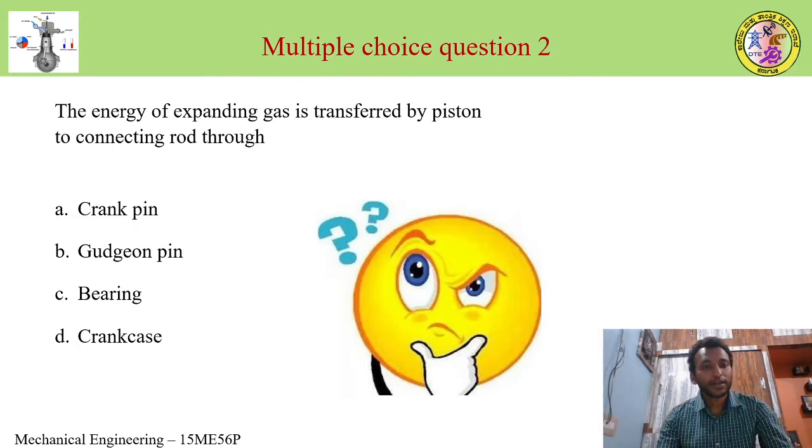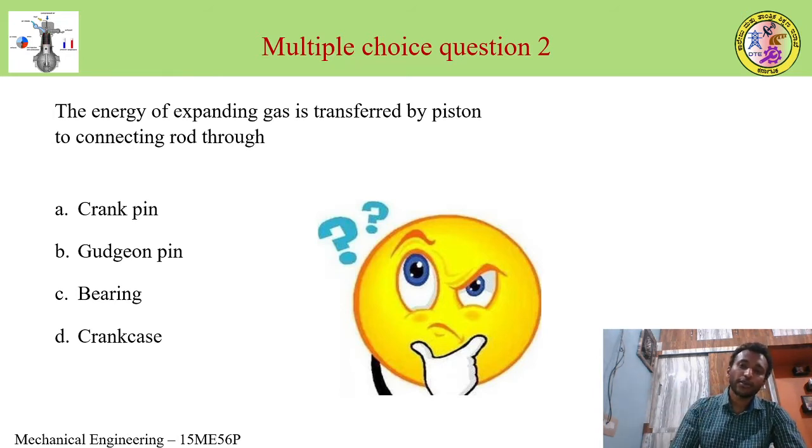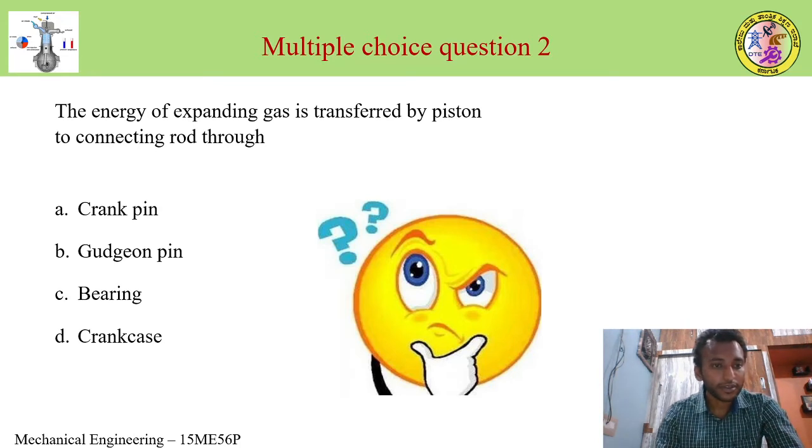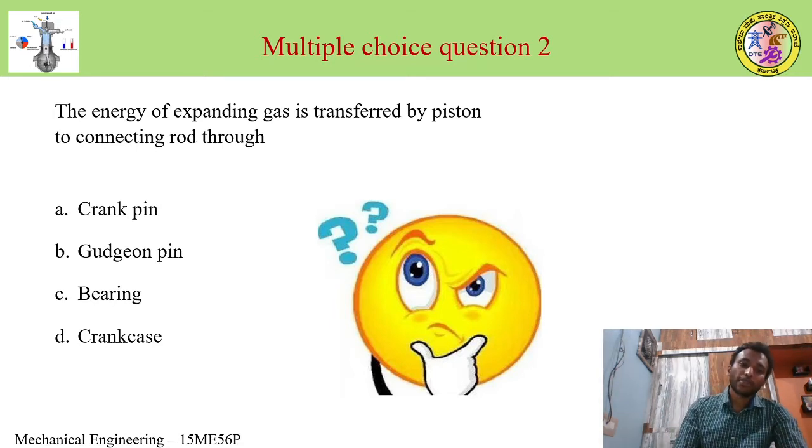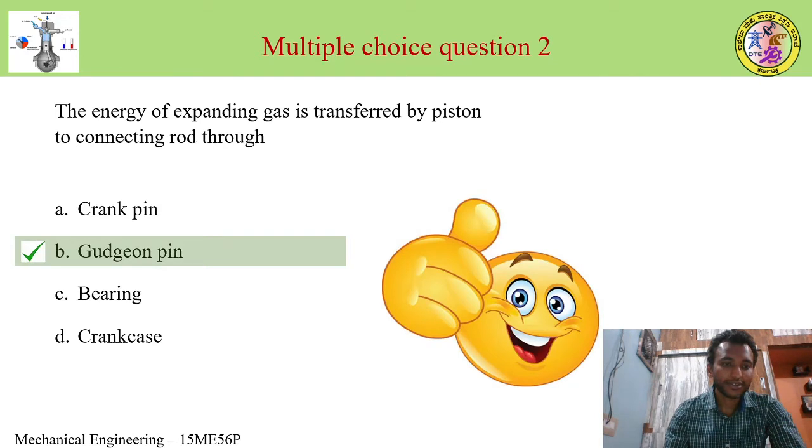Next question: the energy of expanding gas is transferred by the piston to the connecting rod through. While studying this piston, the piston and connecting rod need a link. So the small end of this connecting rod is connected to the piston by some link. They have given these options: crank pin, gudgeon pin, bearing and the crankcase. So you can easily guess the answer. That is the gudgeon pin.